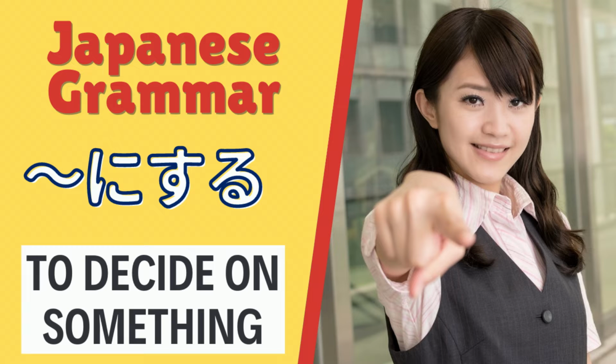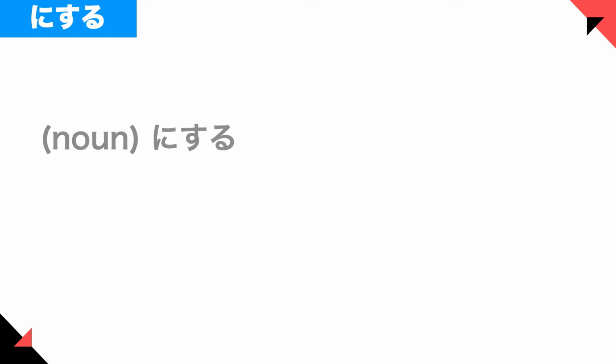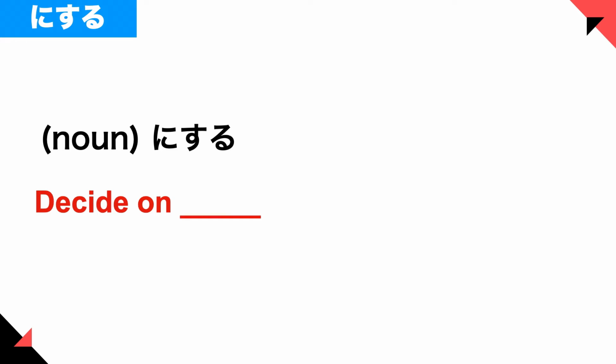Alright, let's start learning about how to use にする. So noun plus にする. That means decide on something.